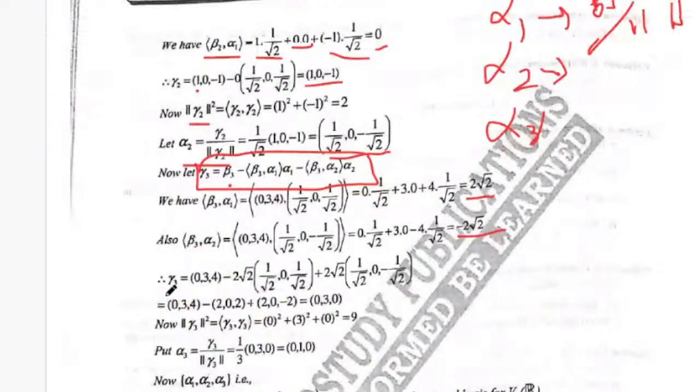Now we are finding gamma 3. Gamma 3 is beta 3, that is (0, 3, 4), minus its inner product, which is 2 root 2, into alpha 1. Alpha 1 is (1 by root 2, 0, 1 by root 2). And the inner product of beta 3 with alpha 2 is minus 2 root 2. So it will become plus 2 root 2 into (1 by root 2, 0, minus 1 by root 2), which is nothing but (0, 3, 4) minus (2, 0, 2) plus (2, 0, minus 2), which is nothing but (0, 3, 0). Gamma 3 is (0, 3, 0). Norm of gamma 3 is nothing but square root of 9, which is 3. So alpha 3 is (0, 1, 0).